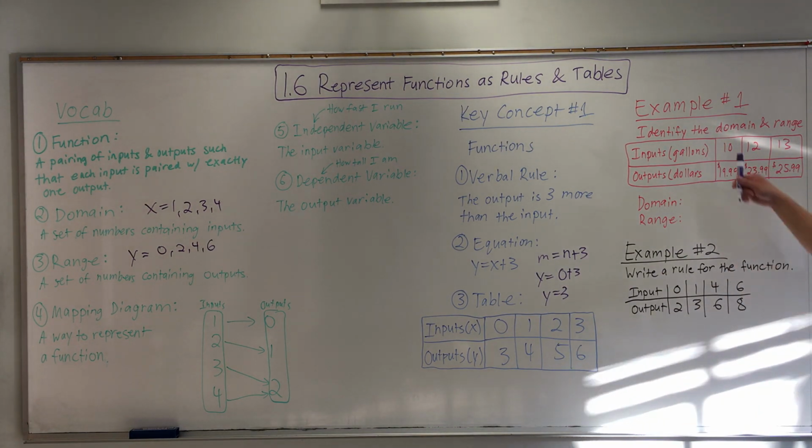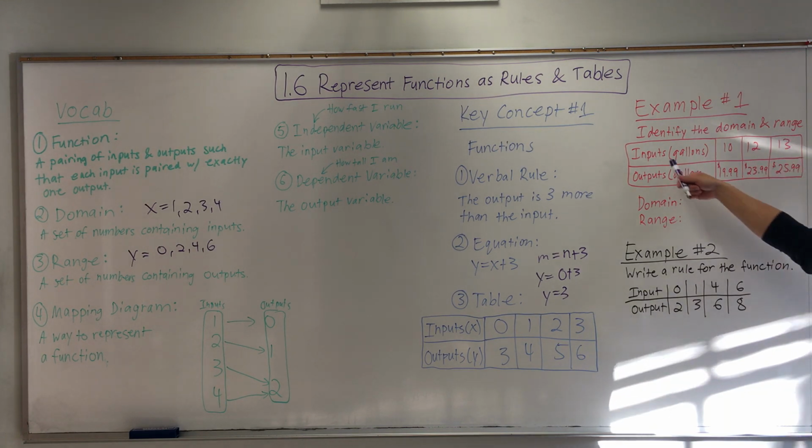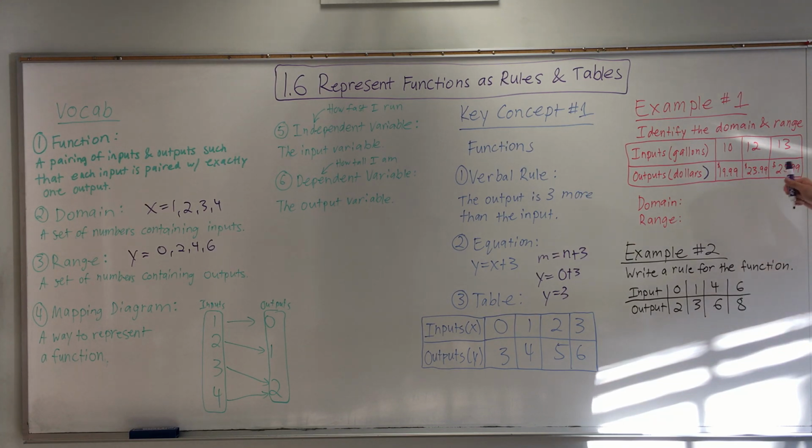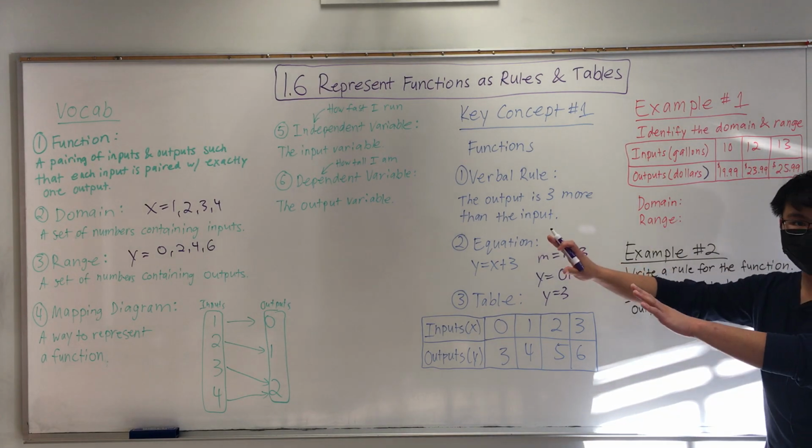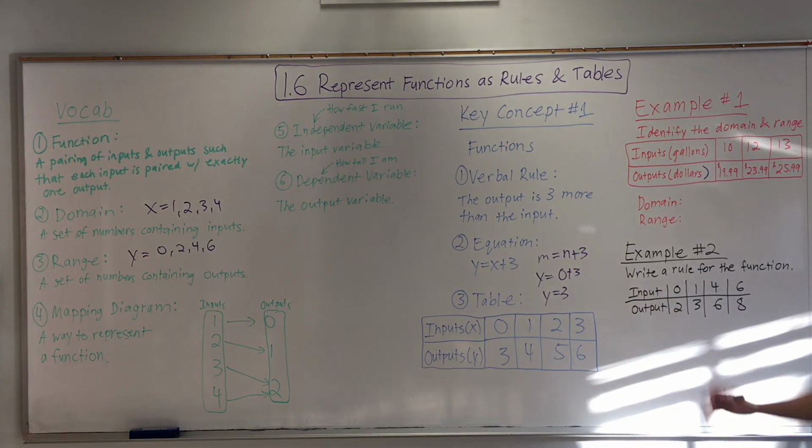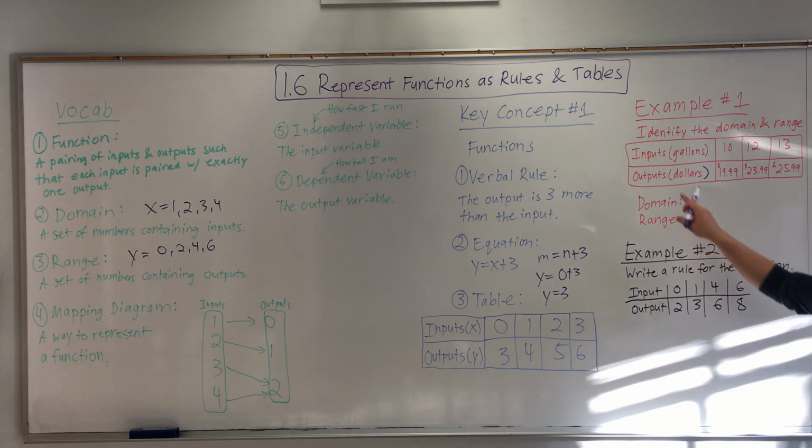Example 1 says to identify the domain and range. So let's take a look at it. The inputs here are gallons: 10, 12, and 13. The outputs are dollars: 19.99, 23.99, and 25.99. So let's identify the domain and range. Remember from the vocab at the beginning of the video, inputs are the same thing as the domain, and outputs are the same thing as the range.